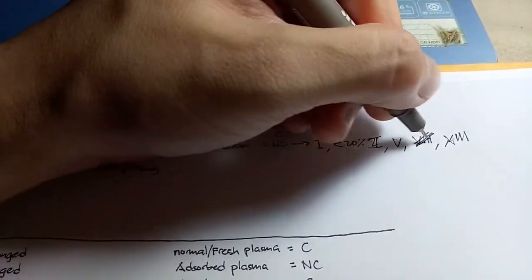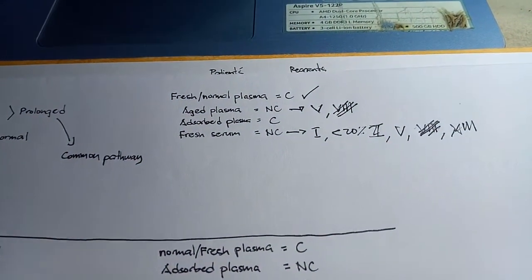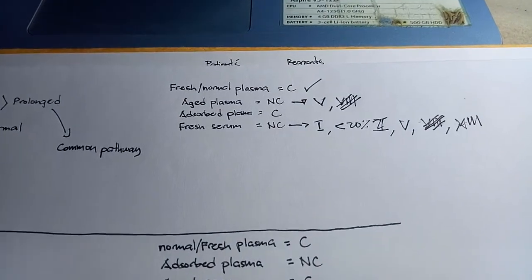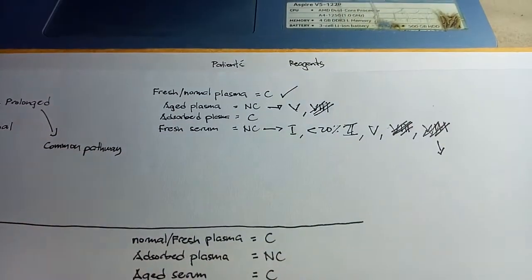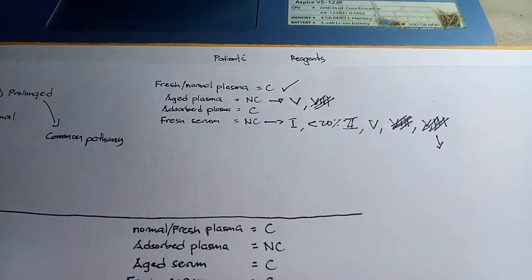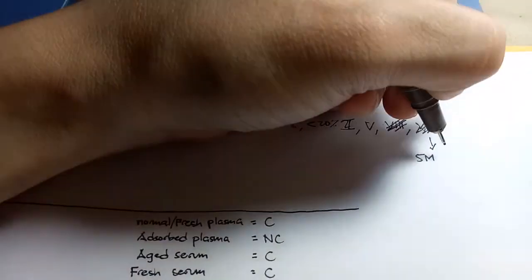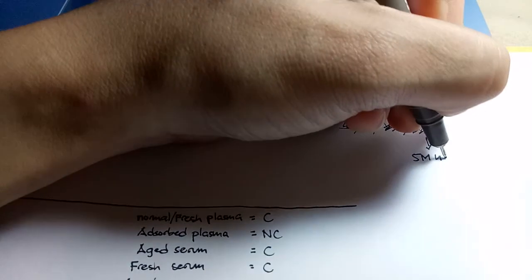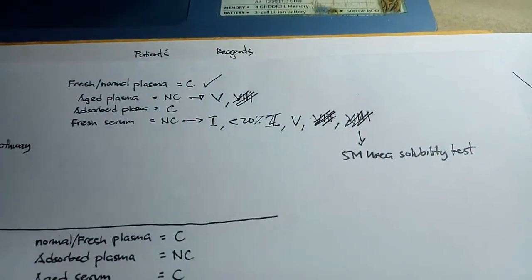So hindi pwedeng factor 8 yung missing kasi factor 8 belongs to the intrinsic pathway. Hindi rin pwedeng si factor 13 yung missing natin because factor 13 is not detected using the mixing studies. It has its own test. Ang test na ginagamit for factor 13 deficiency is the 5M urea solubility test, okay? Or Duckert's test.